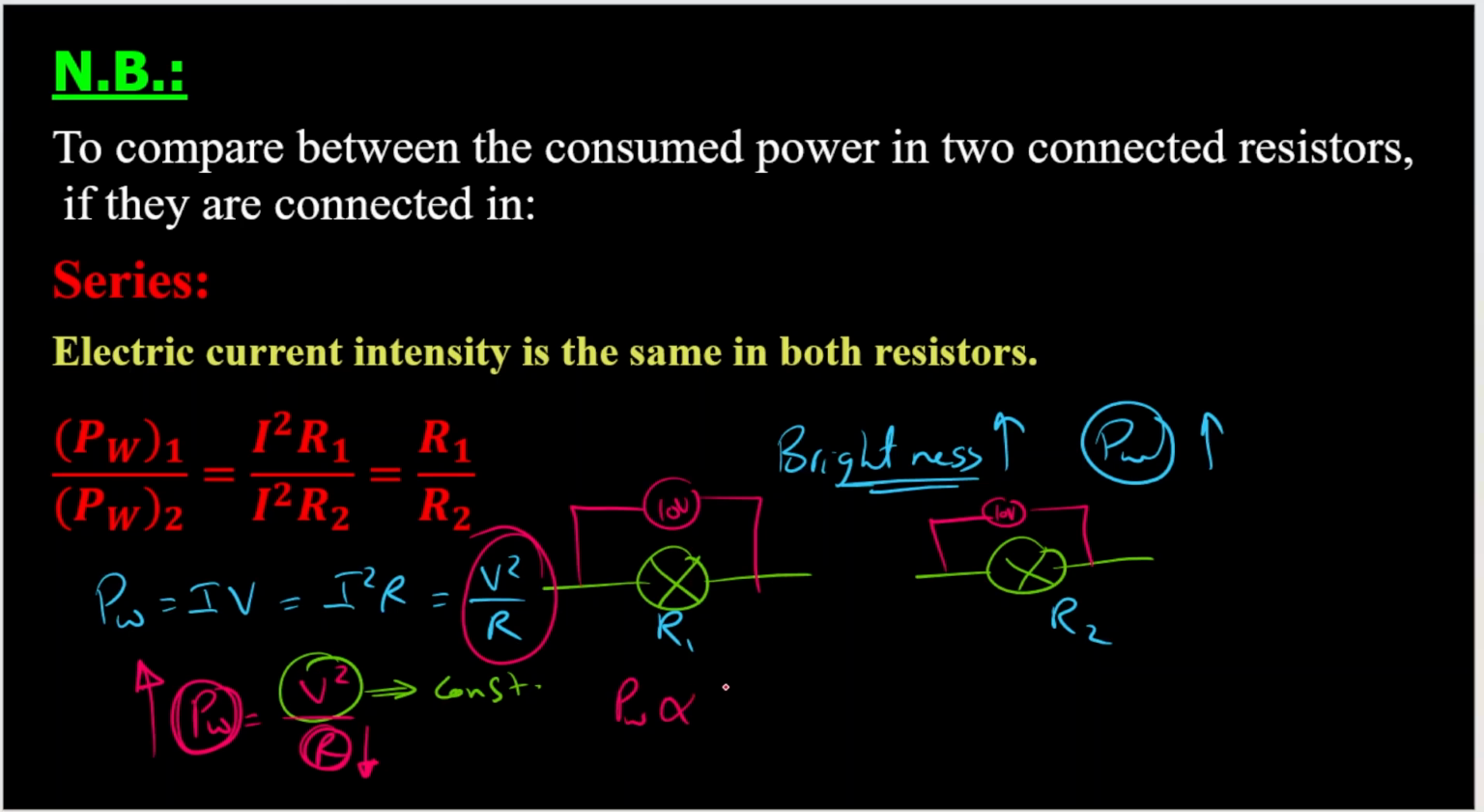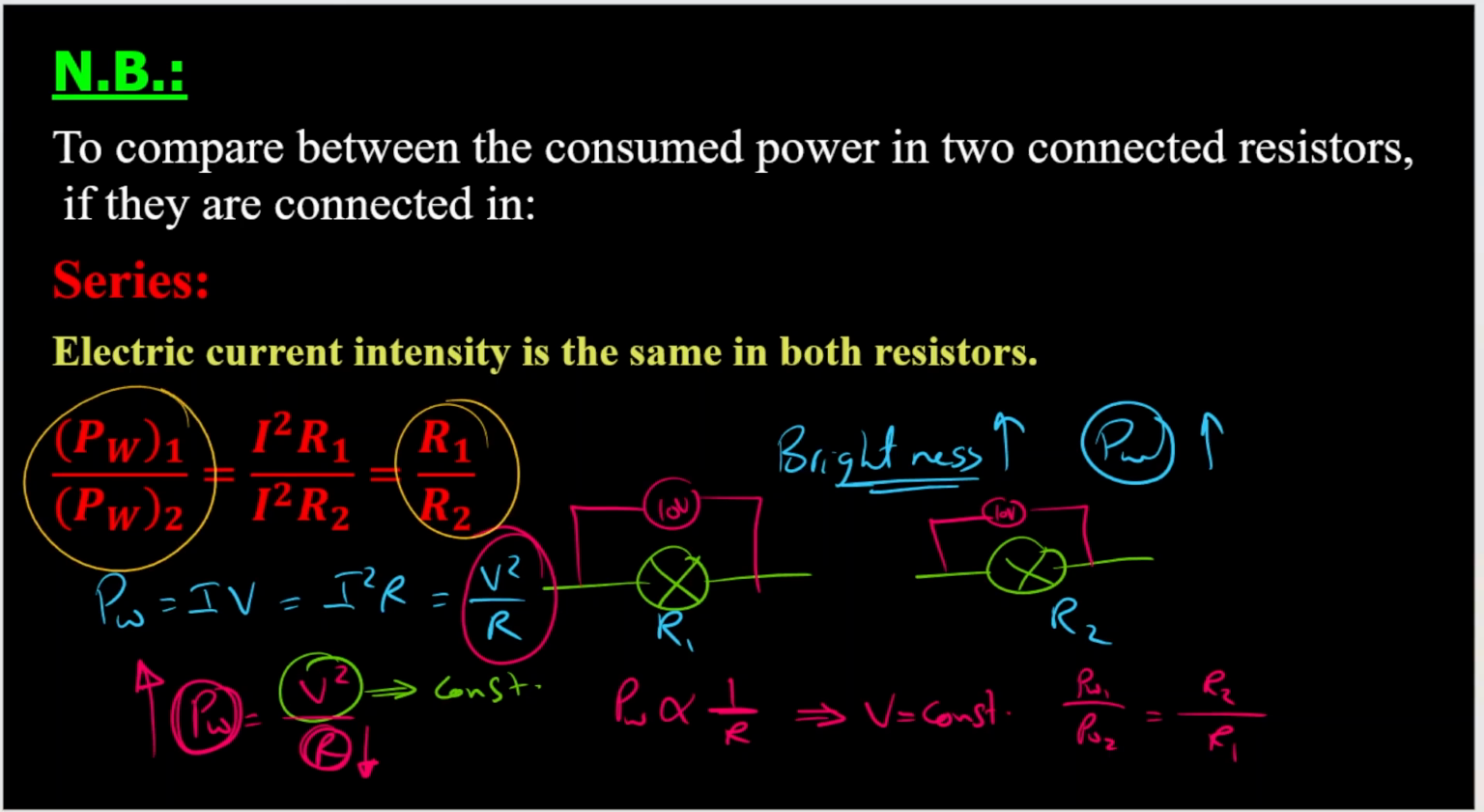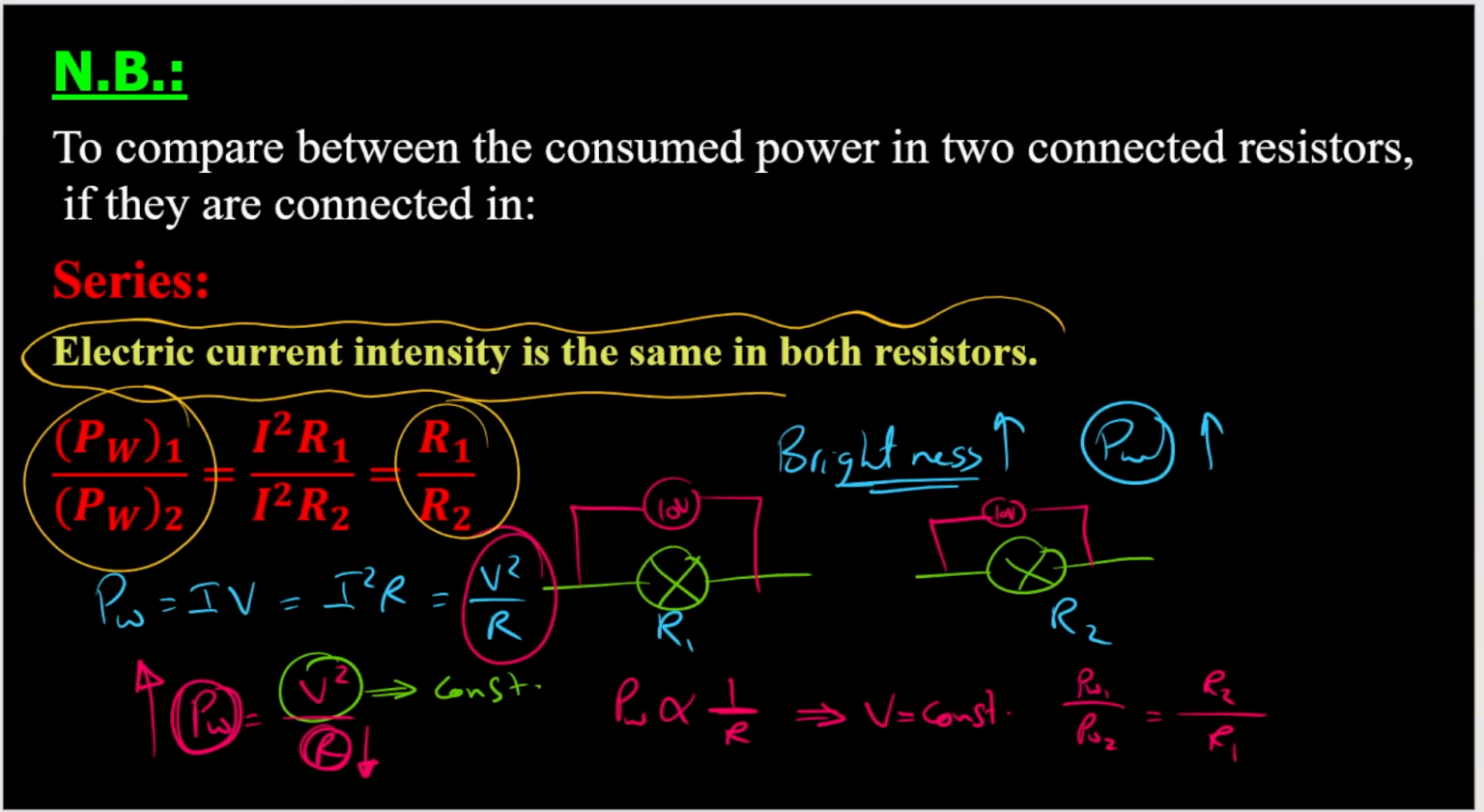So power is inversely proportional with the resistance on one condition: the voltage is kept constant. If the voltage is not kept constant, this relation is wrong. So power 1 over power 2 is equal to R2 over R1. You will see that no, it's not correct to say here power 1 over power 2 is equal to R1 over R2. This is in another situation in which the current is the same.